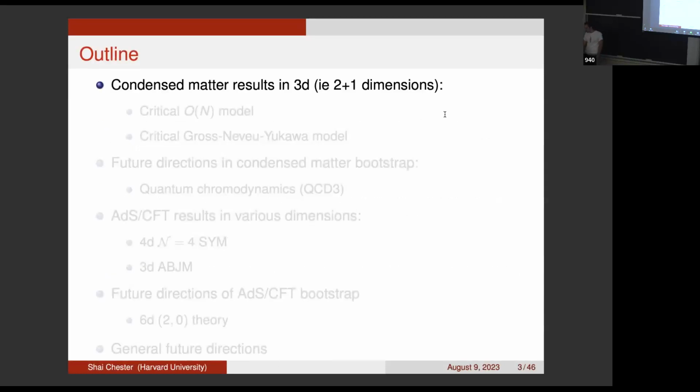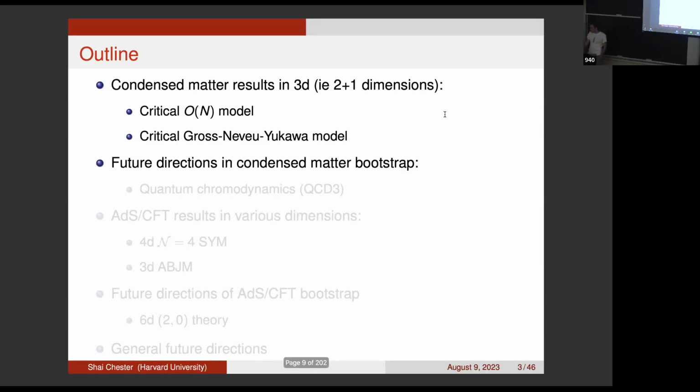All right, so the outline of this last talk is first we're going to discuss condensed matter results in 3D, i.e. 2 + 1 dimensions. In particular, we're going to discuss the critical O(N) model, as well as the critical Gross-Neveu-Yukawa model. And then we're going to talk about some future directions for condensed matter. In particular, I think the family of theories known as QCD3 is of interest, as I'll describe.